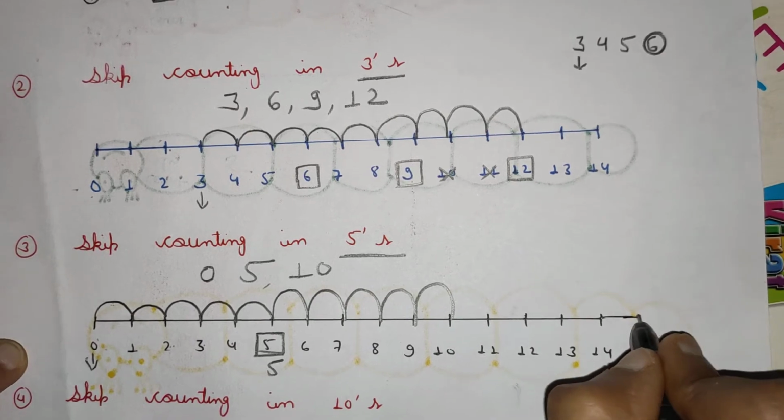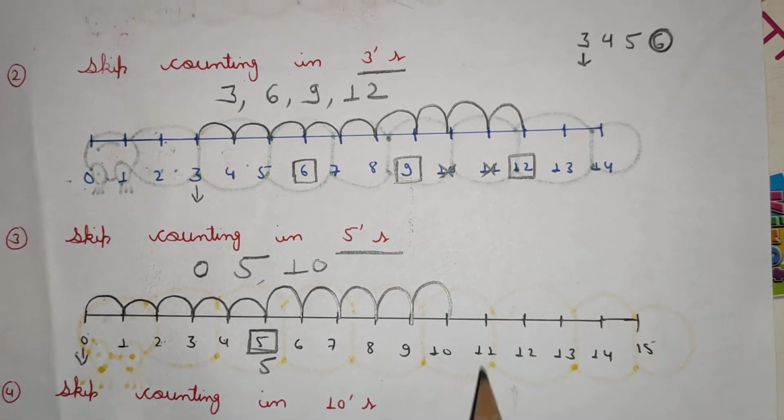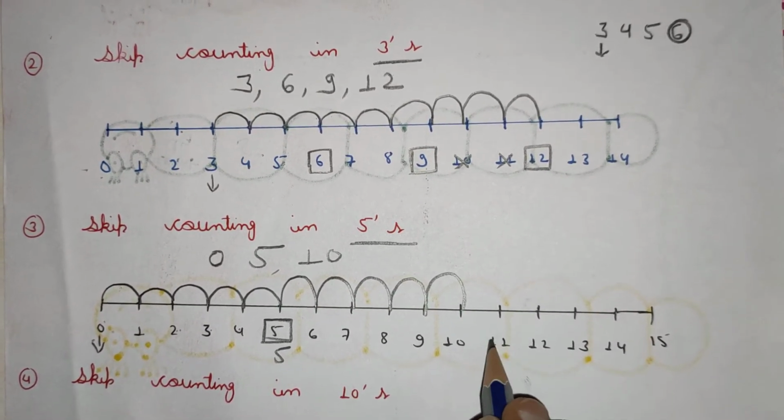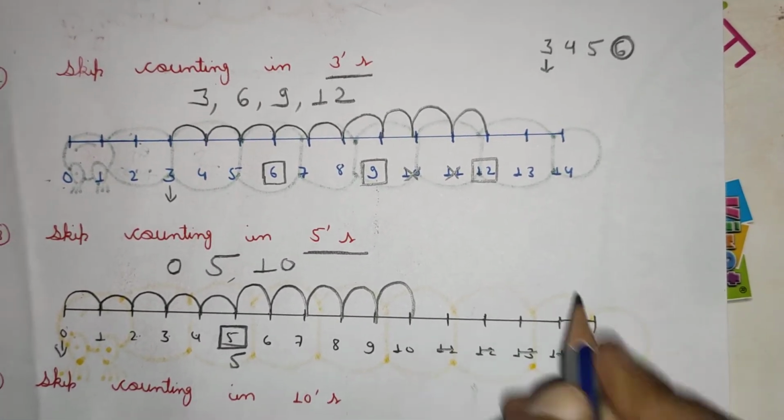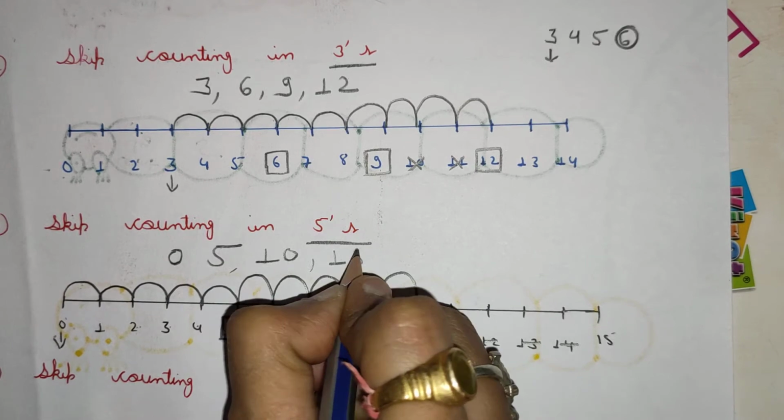Now again 5. So you just start: first, second, third, fourth and fifth. So what is the next number?